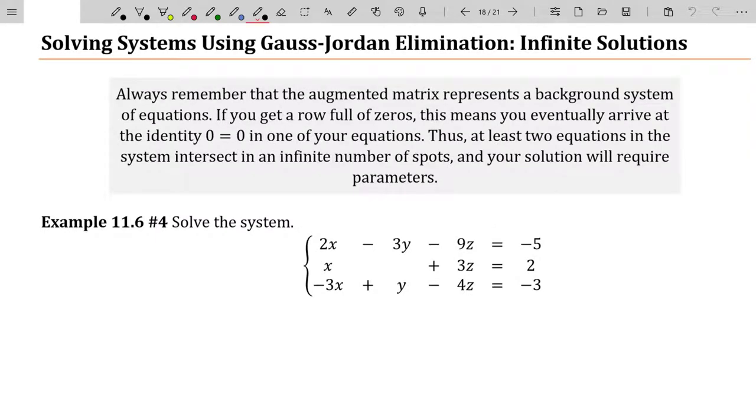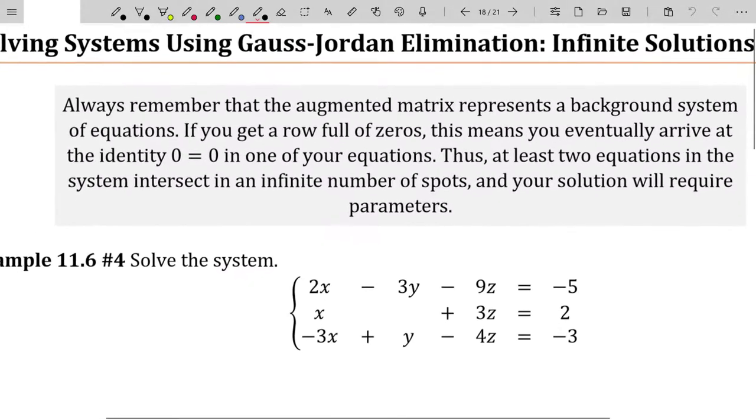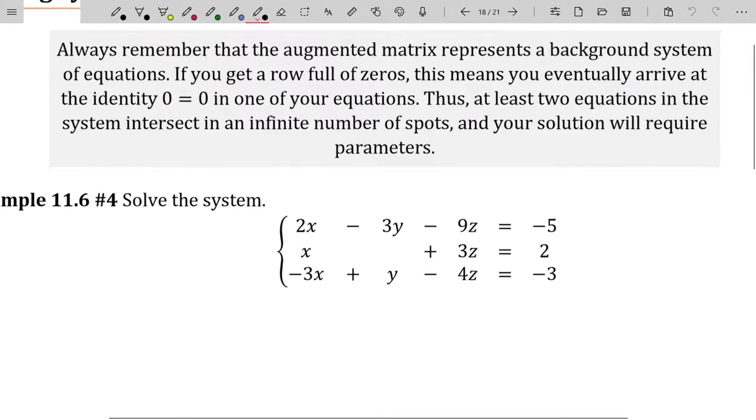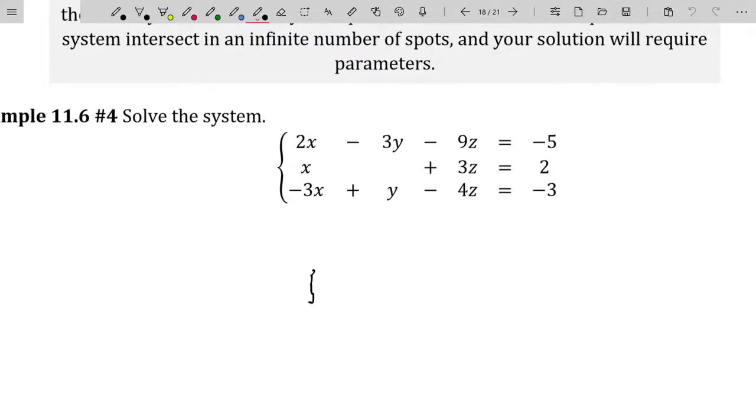In other words, what happens if you have dependent equations within your system? And how does that look when you're working with a matrix and with Gauss-Jordan elimination? One thing to remember is that the augmented matrix represents a background system of equations. So remember when you got infinite solutions before when you're solving systems of equations, you would end up working, and you'd arrive at like 0 is equal to 0 or 5 is equal to 5 or something like that.